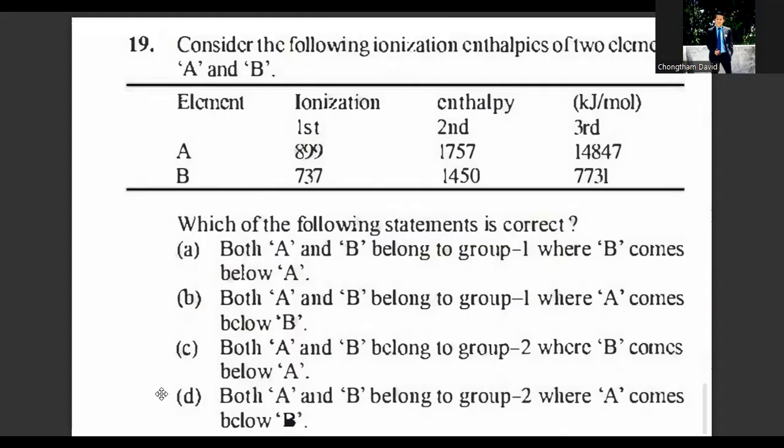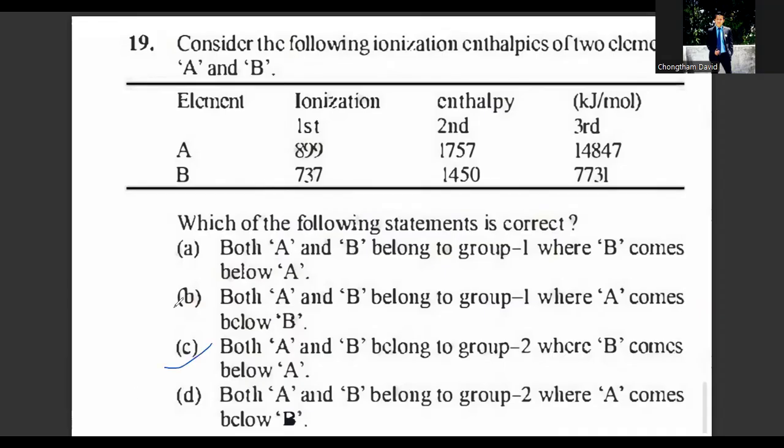This suggests that elements A and B belong to group 2, and all the three given ionization enthalpy values are less for element B, meaning B will come below A. Right? So for question 19, the answer would be option C. I hope it is understood. Let's read again question number 20.